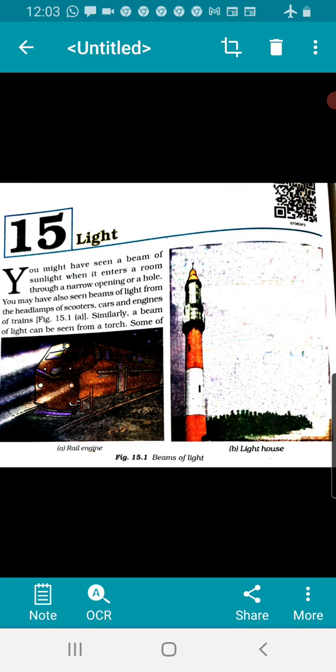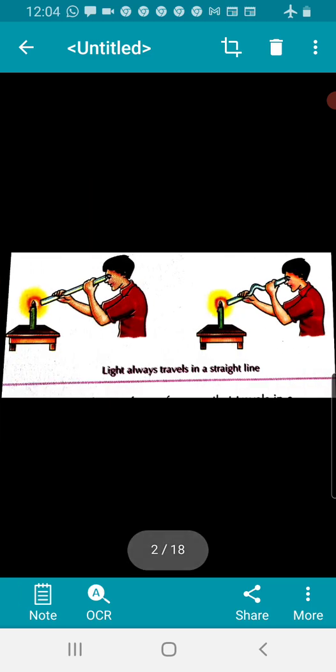Yes, we know that the light travels in a straight line. So, here we are going to study about light. In class 6, you have learned that the light travels in a straight line.